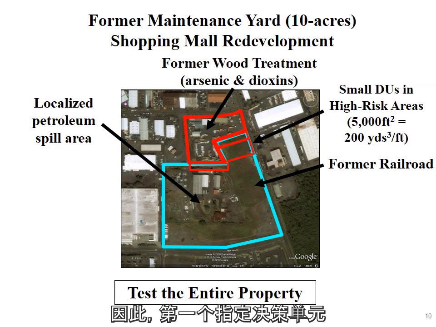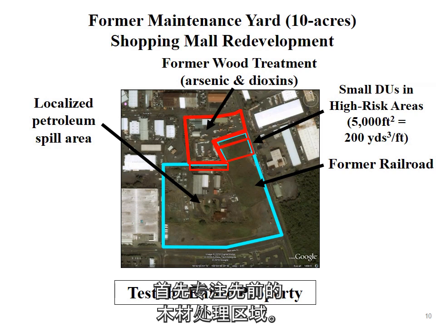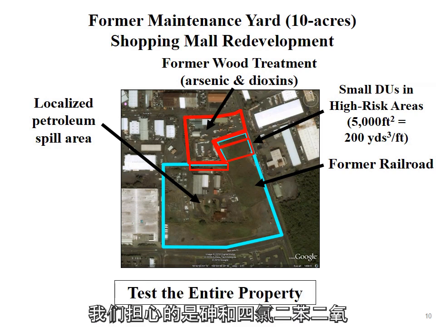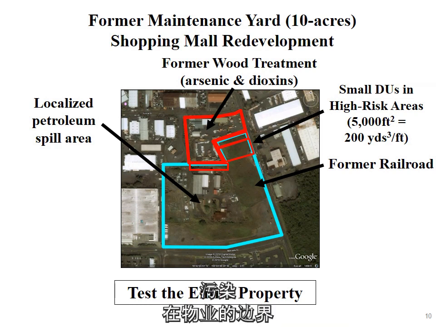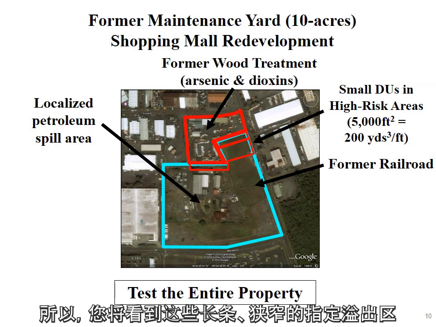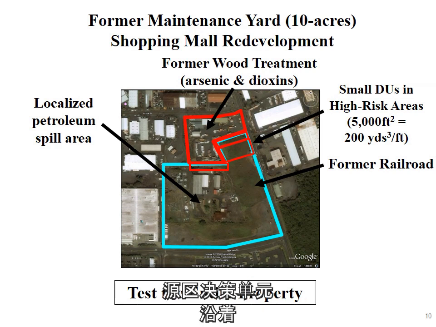So first, designating decision units. Let's focus on the former wood treatment area. Along the perimeter of the wood treatment area, we're concerned about arsenic and dioxins. It could have contaminated the edge of the property that's going to be redeveloped for a shopping center. So you see these long, narrow spill area, source area decision units designated right along the edge of the property.